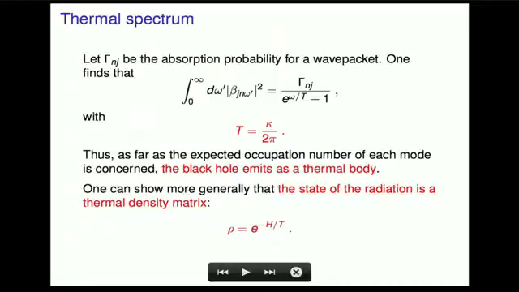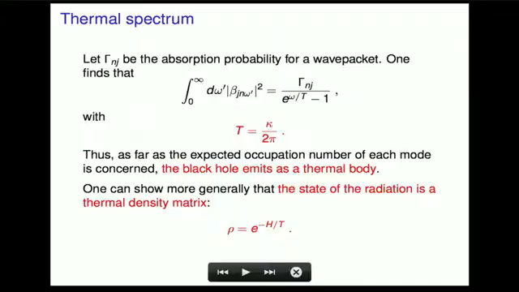So what do you finally get for this expected occupation number once you go over to wave packets? You made it even more complicated. Well, in fact, the final result is very simple. Hawking defines something which has a natural interpretation as the absorption probability for a wave packet.